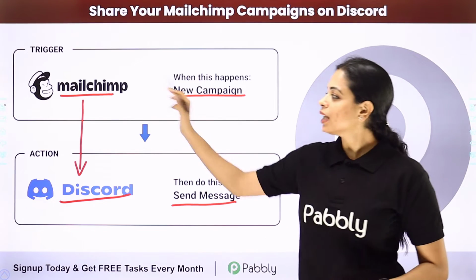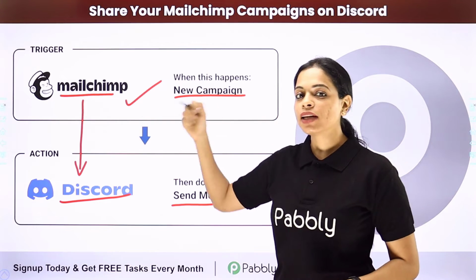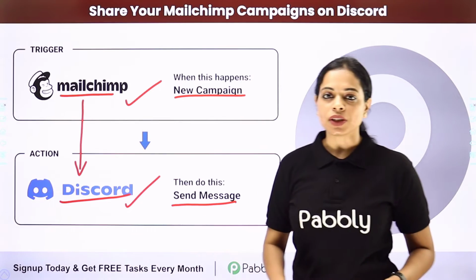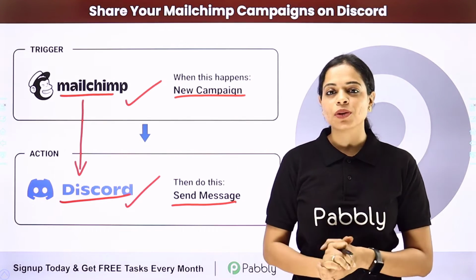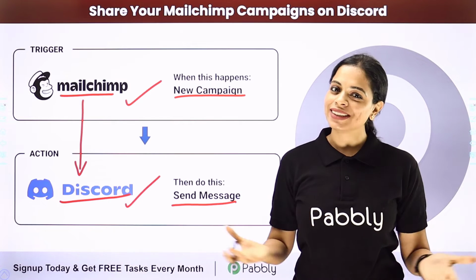software. Here your trigger application would be Mailchimp and your action application will be Discord. Now how can you do this yourself? Integrate and automate this entire process. To understand that, let me take you to my screen.